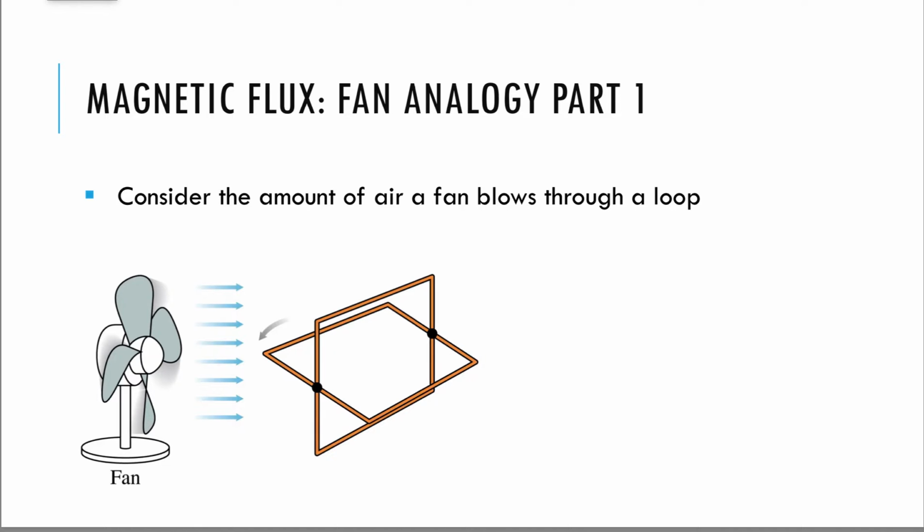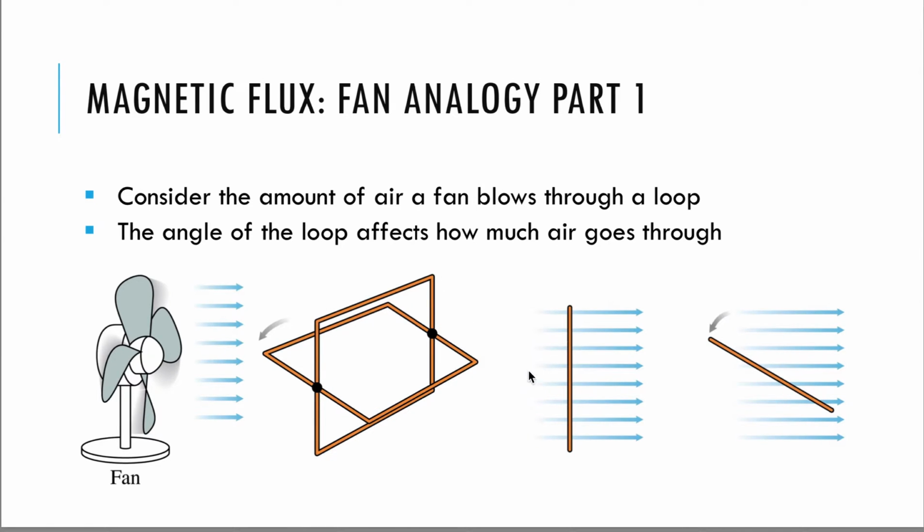This will help us understand magnetic flux. So if the fan is blowing air, then you can see that if the loop is in its vertical position here, then a lot of air will go through that loop. So think of that as a lot of flux going through that loop, a lot of air. But what happens if you tilt the loop, right? You can see that less air is going to flow through that loop.